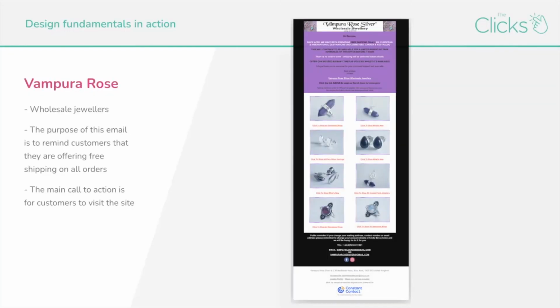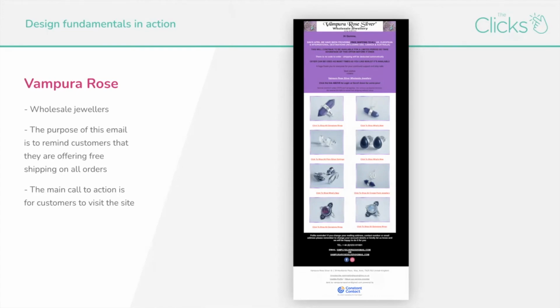So I received this email in my inbox from Vampira Rose, who are wholesale jewelers. And the purpose of this email is to remind customers that they're offering free shipping on all orders, and the main call to action is for customers to visit their site in order to place an order. So if we think about the design fundamentals, there are a few things that they could apply to make this email more functional, more succinct, in an aim to achieve its purpose.